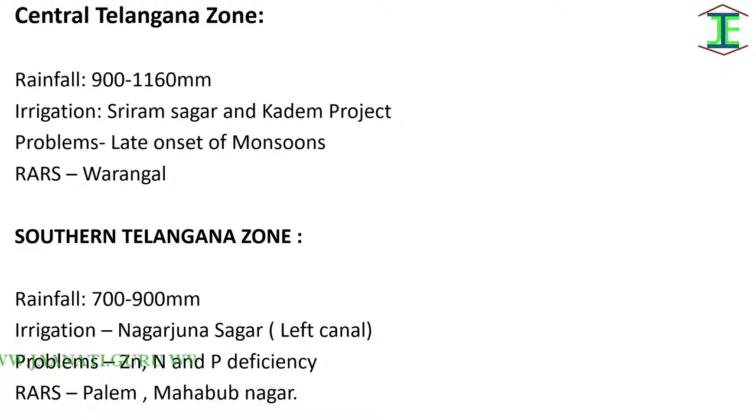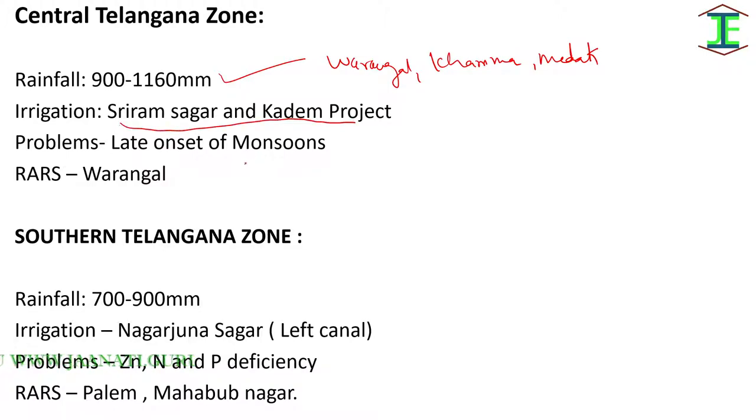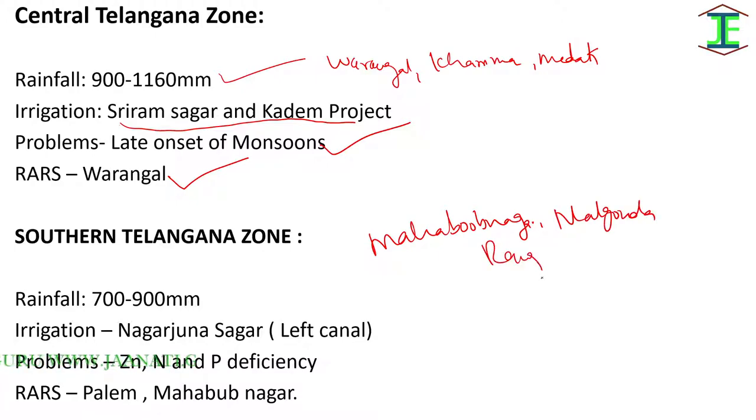Next is Central Telangana zone. Under this zone, the districts are Warangal, Khammam, and then Medak. These three districts come under this zone, and the rainfall is about 900 to 1160 mm. Irrigation facilities are the same as Northern Telangana zone, Sriram Sagar project or Kadam project, and the problem is the same, late onset of monsoon, and the RARS is located at Warangal. Next is Southern Telangana zone. Under this zone, the districts are Mahbubnagar, Nalgonda, and then Rangareddy. The rainfall is about 700 to 900 mm, and the irrigation facilities are by Nagarjuna Sagar project, and the problems are zinc, nitrogen, and phosphorus deficiency. RARS is located at Palem, Mahbubnagar.